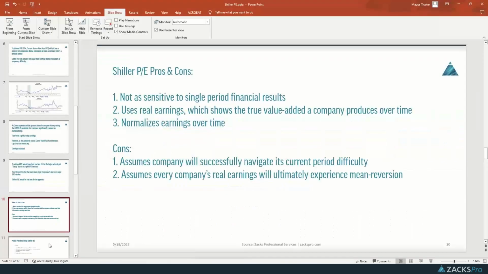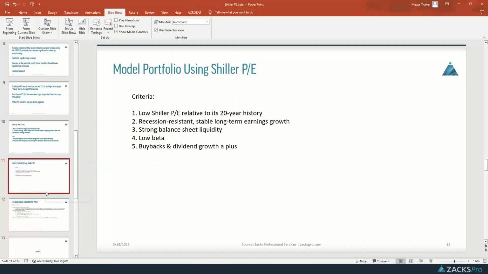So I hope this was helpful. What I did was I created a list of companies that satisfy these criteria that I look for. So here are the criteria. I want to look for that buy zone, right? That 1 to 2 standard deviation below the 20-year average Shiller PE.